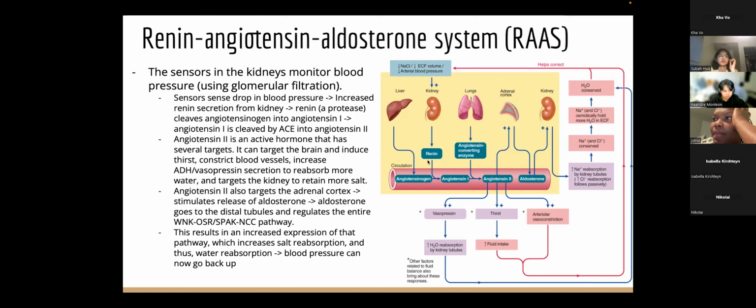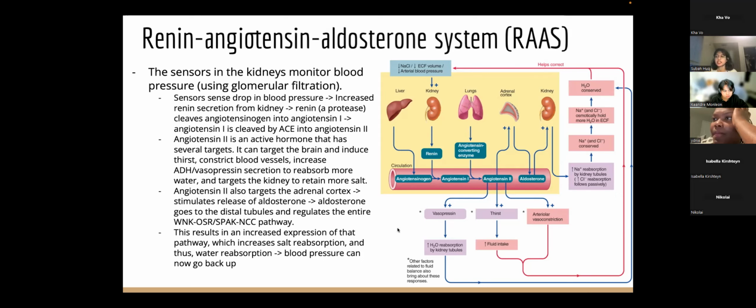So aldosterone goes to the distal tubules and it regulates the entire WNK/SPAK/OSR1/NCC pathway, the pathway that we just talked about in the distal tubules. So basically it upregulates that pathway, which means NCC is going to be activated, and that would increase salt reabsorption. And like I said before, if you increase salt reabsorption, water is going to follow, so you're going to increase water reabsorption, and then your blood pressure can finally go back up.